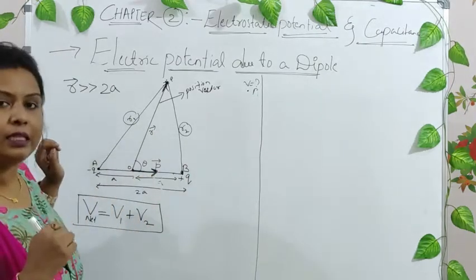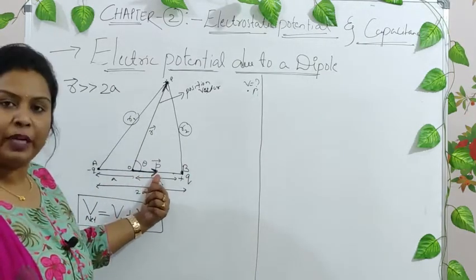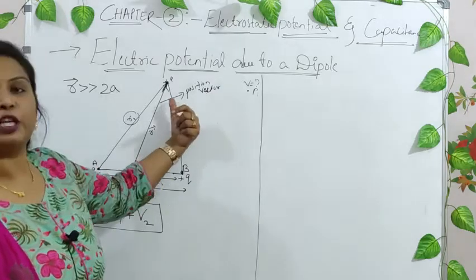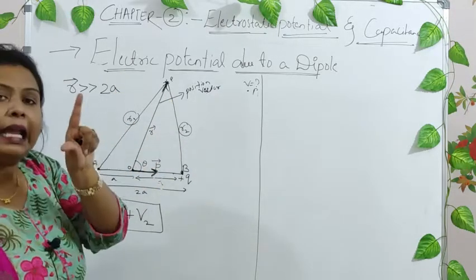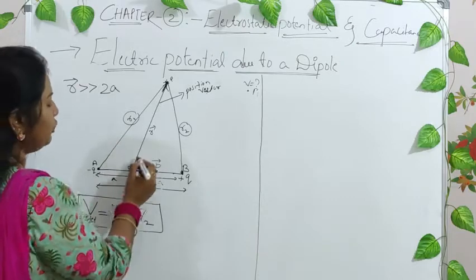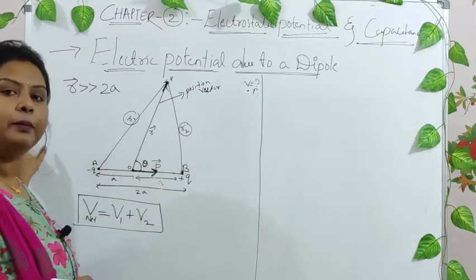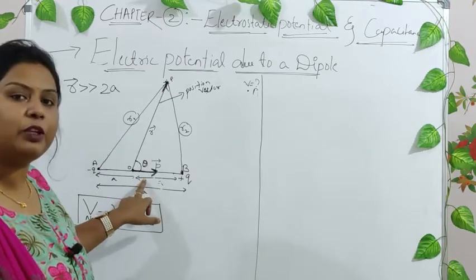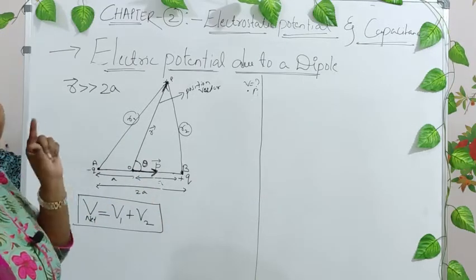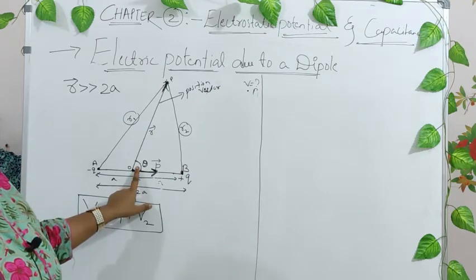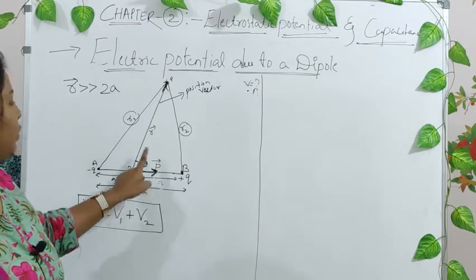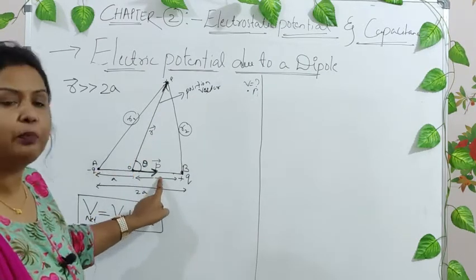So we have two vectors now. One is the dipole moment, another is the position vector. There is an angle formed between the position vector and the dipole moment, which is called theta, right? Is this clear up to this point? So this theta is with respect to the position vector and the dipole moment.